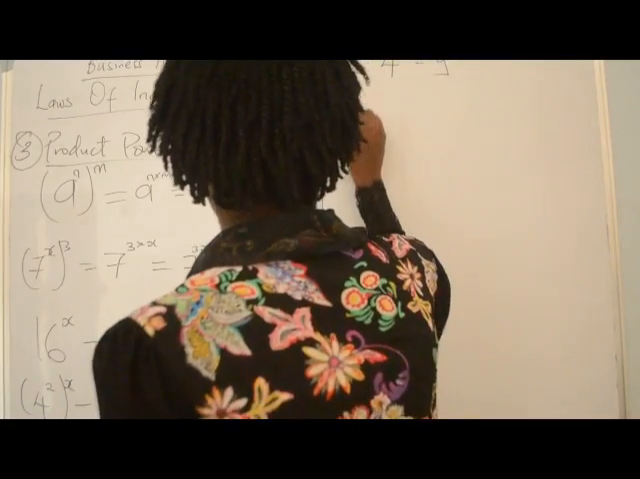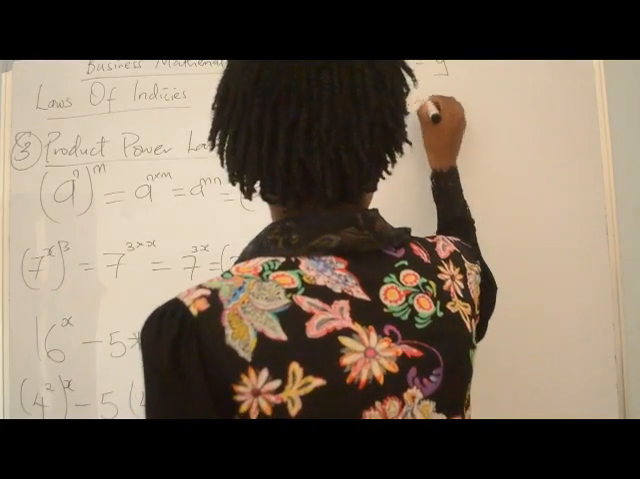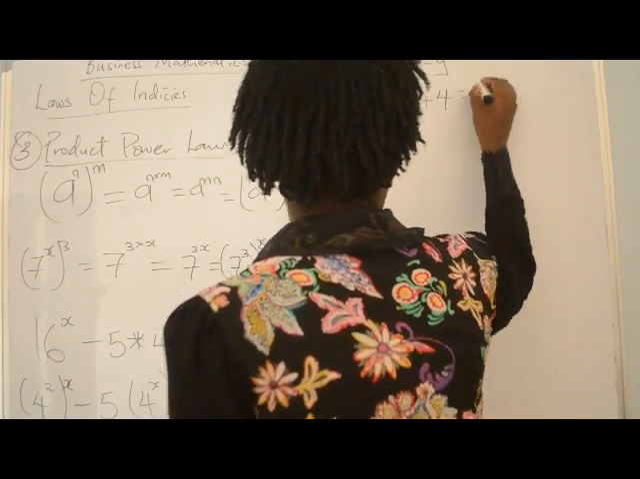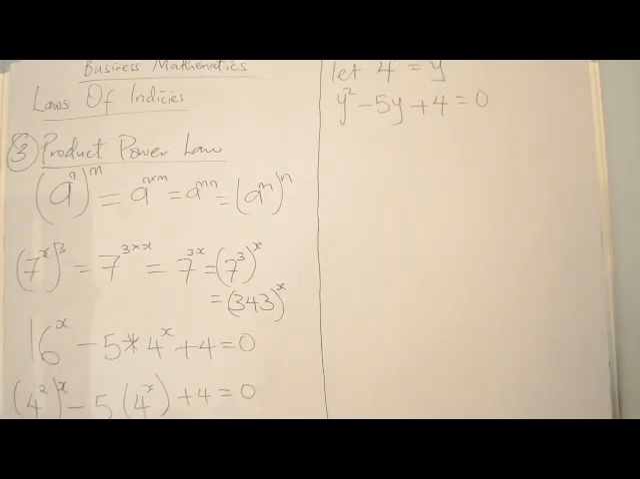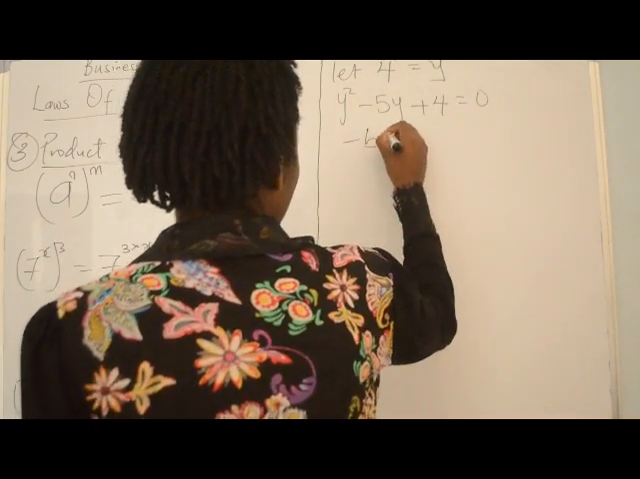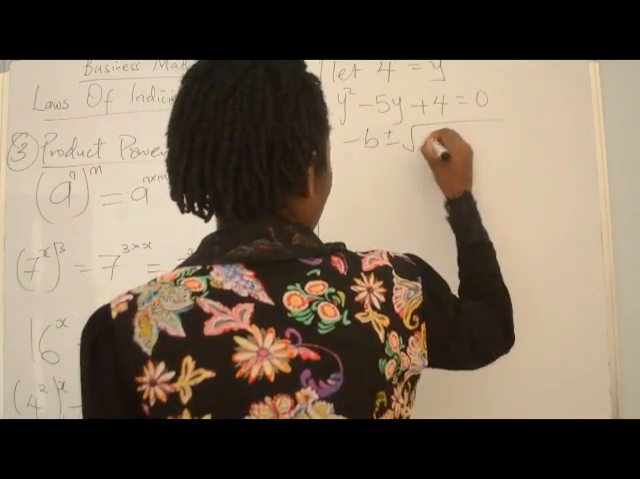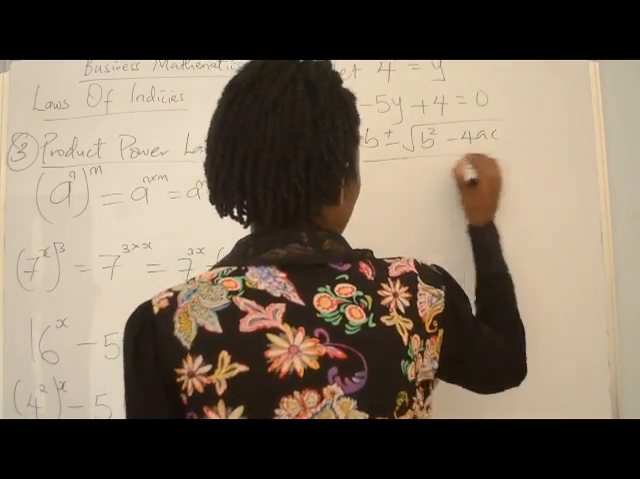So we'll be having y squared minus 5y plus 4 is equal to 0. And this will be leading us to our quadratic equation. So we're using our general formula method. The formula is just minus b plus or minus the square root of b squared minus 4ac over 2a.